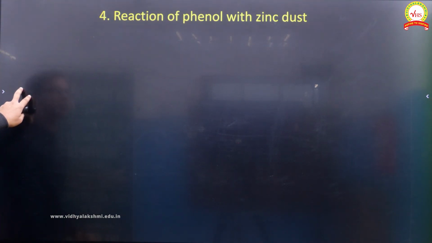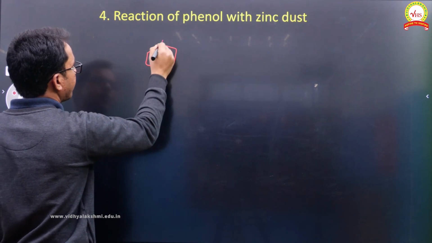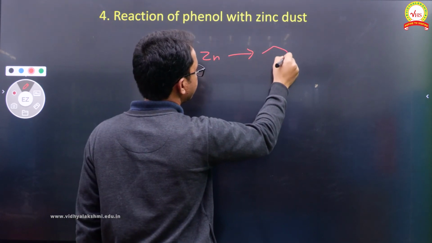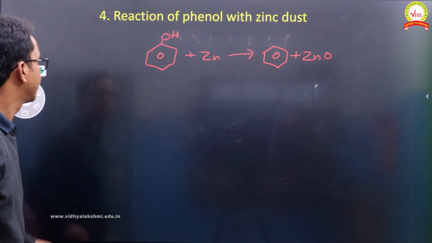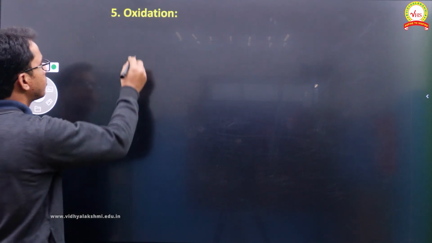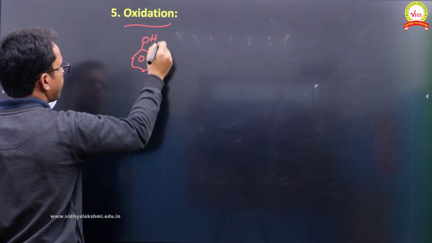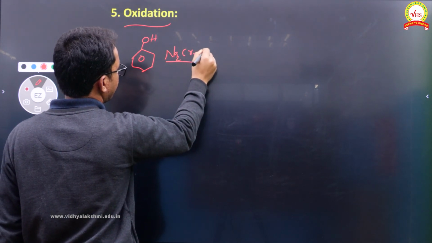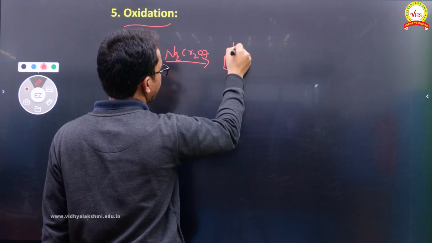That is the Reimer-Tiemann reaction. Now the reaction of phenol with zinc dust. Generally zinc can be used for the reduction of phenol. If you use zinc dust, it forms benzene along with zinc oxide. Zinc undergoes oxidation, and phenol undergoes reduction. Phenol can also undergo oxidation in the presence of sodium dichromate, Na2Cr2O7, and forms quinone, with double bond O, double bond O.